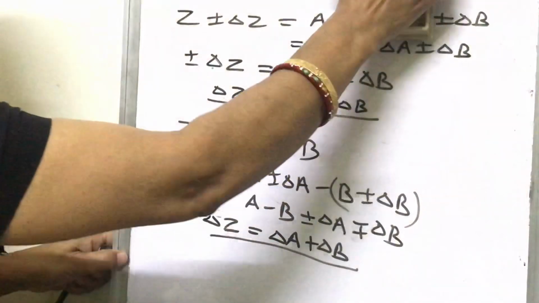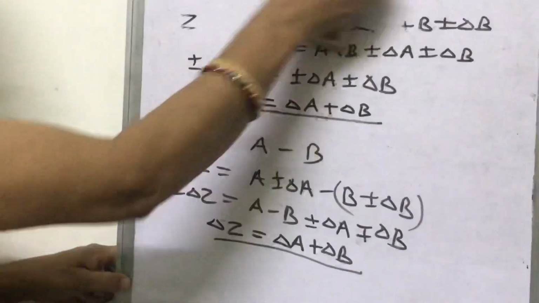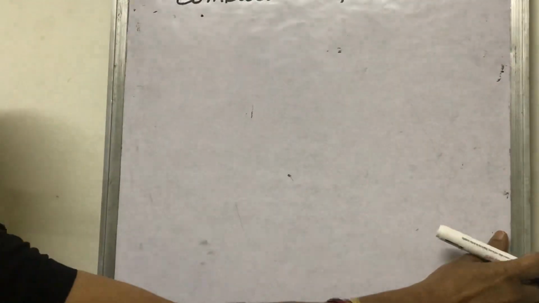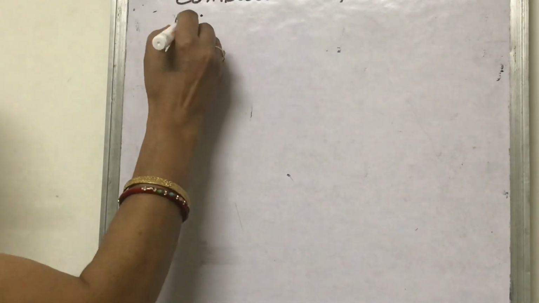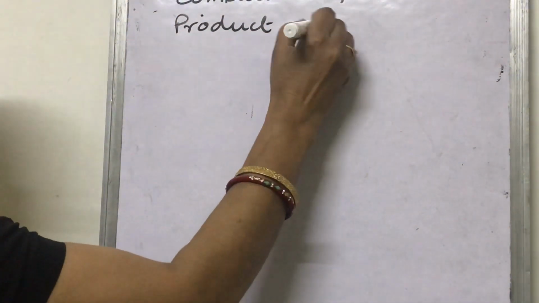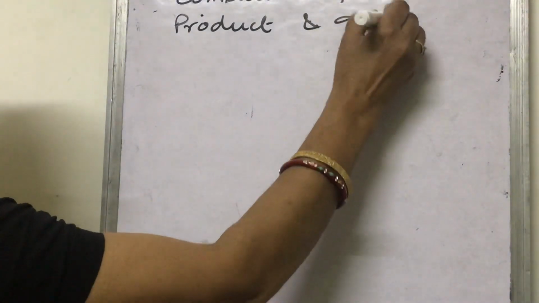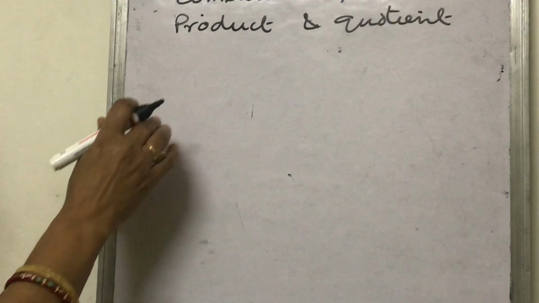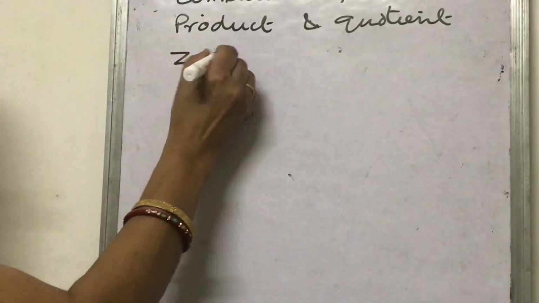Similarly, the computation in case of product and quotient. Suppose there are the same quantities A and B, then how will you write in the product? The rule for product and quotient is the same as the rule for sum and difference. Product case, suppose Z equal to A into B.